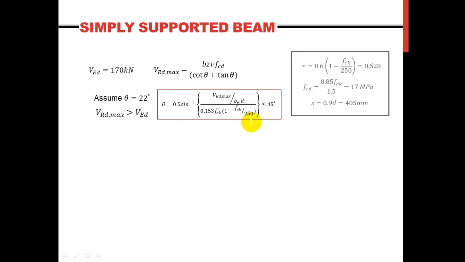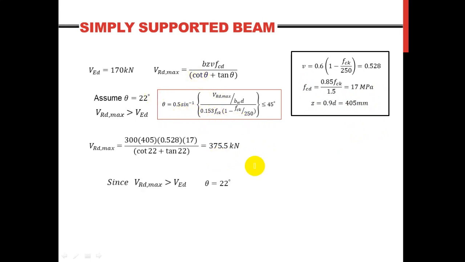Alright, let the theta be 22 degrees and let the V, which is the strength reduction factor, be as recommended by the Eurocode 2 as seen, and the FCD is 17 megapascal and the Z is 0.9D, which gives 405 millimeter. When all these variables are inserted, the VRD max is found to be greater than the VED. Simple as that. Which again tells me that the assumed 22 degrees angle is valid and there is no need to calculate the theta using this equation.